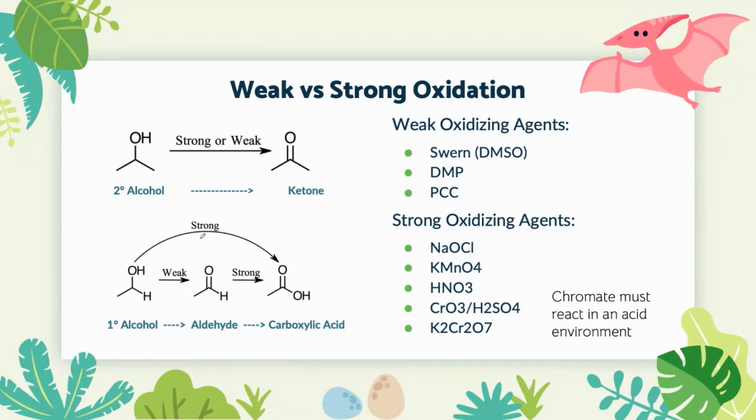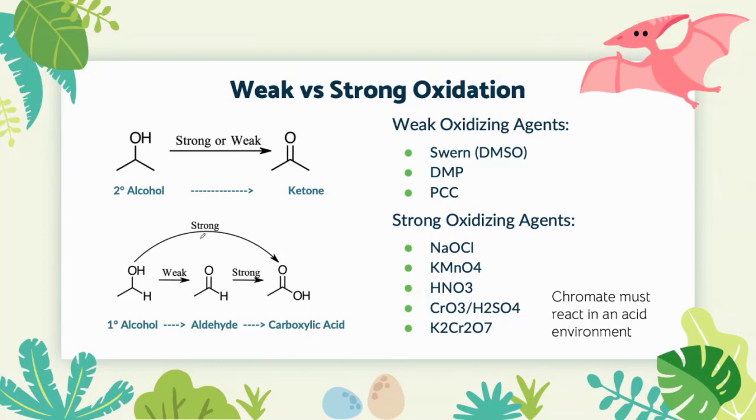So really what there is to know is that you've got a certain set of weak oxidizing agents and strong oxidizing agents. The difference: when you have a secondary alcohol, there's no difference, right? Strong or weak, you're going to go to a ketone. But when you have an aldehyde or a primary alcohol, with a strong oxidizing agent you're going to go all the way to a carboxylic acid. There's no stopping. However, sometimes we want to stop. We want to create an aldehyde, for example, from our primary alcohol. So how do we do that?